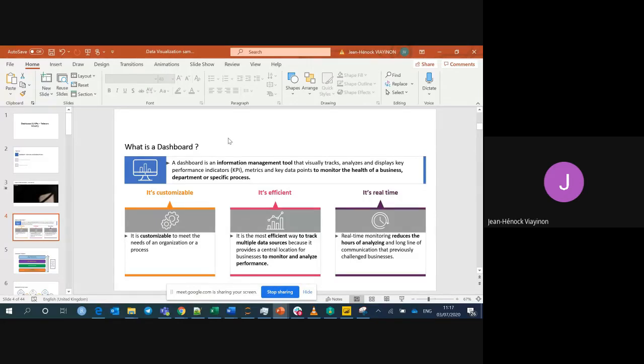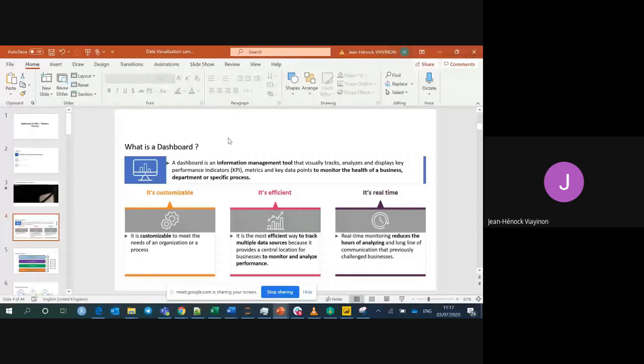Yes, and now it's the most efficient way to track multiple data sources because it provides a central location for business to monitor and analyze the performance. Now it's also real-time monitoring. Its real-time monitoring capability also reduces the hours of analysis and long lines of communication that previously challenged the businesses.